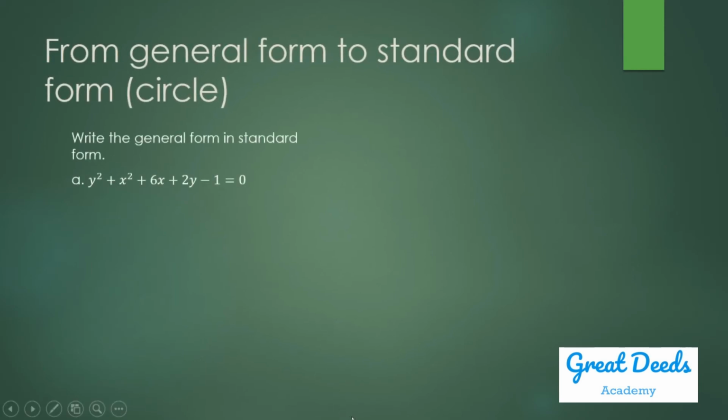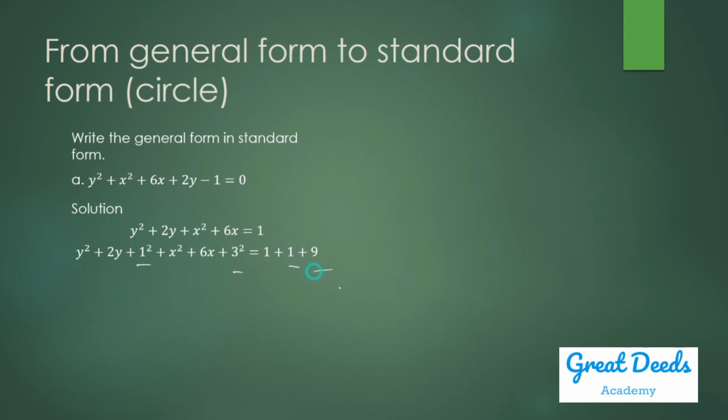Let us write this in standard form. We write the terms so that the related terms are beside each other. Again, you divide the coefficient of y, 2, by 2, you raise it to 2, and then you add it. You divide this by 2, which is 3, and then you raise 3 to 2, and you add it. Since you added 1 and 9, you must also add 1 and 9 to the other side of your equation to preserve your equation.